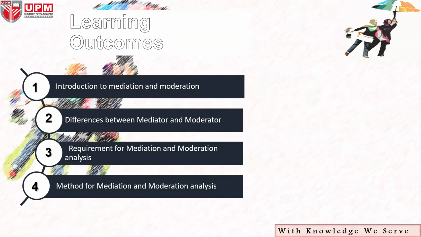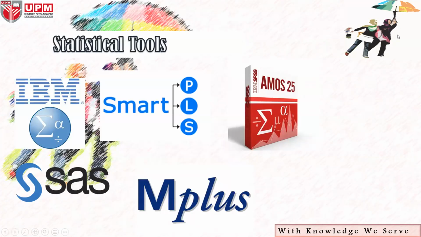Okay, so ini kita slow and steady je sebab ni dia sebenarnya high level. Okay, tapi some of you already apply this analysis in your research. Sebenarnya tak susah pun, senang je. Okay, so these are among the statistical analysis that you can use to apply or run the mediation or moderation analysis in that software. Okay, we have the IBM SPSS, Smart PLS, SAS, M+, and AMOS.